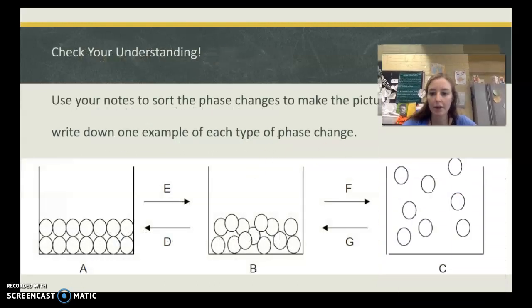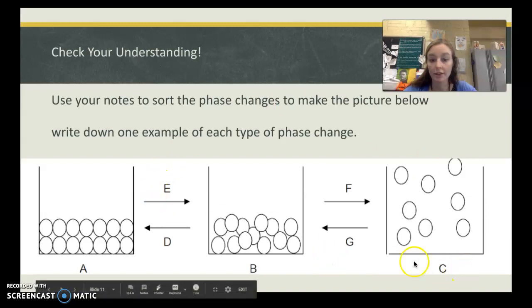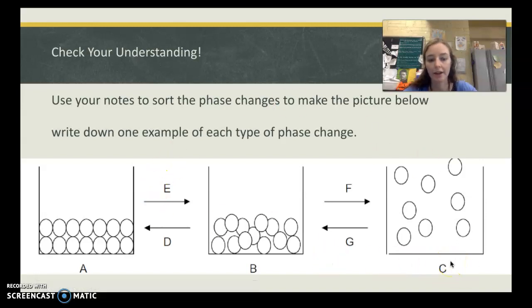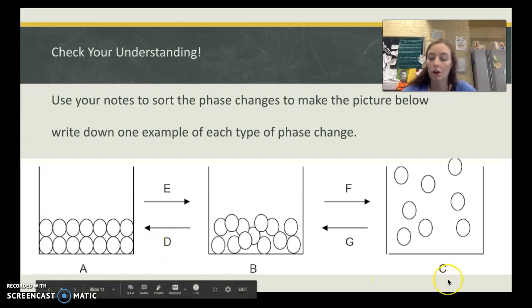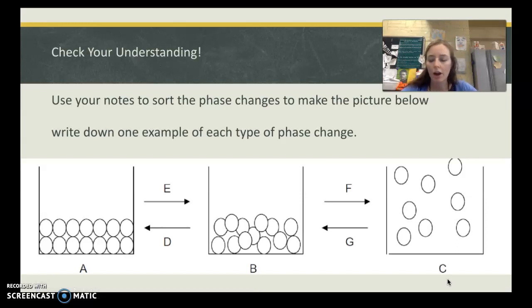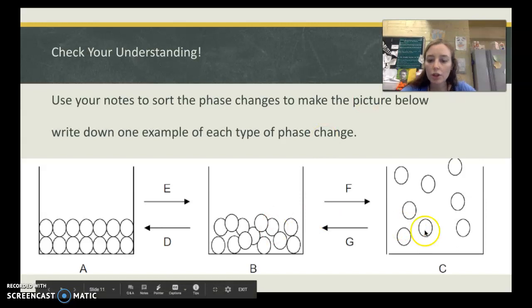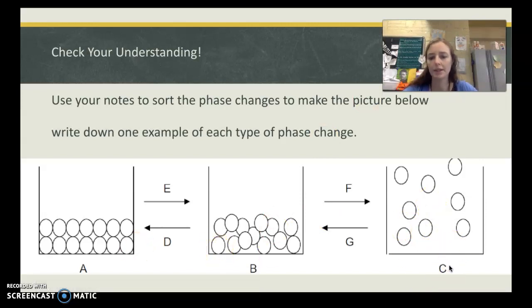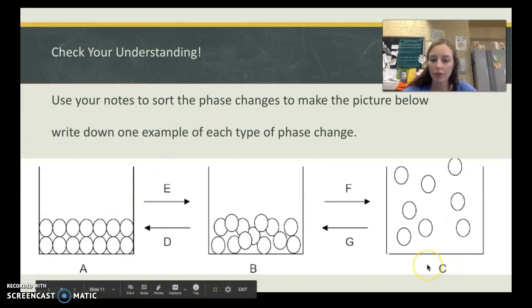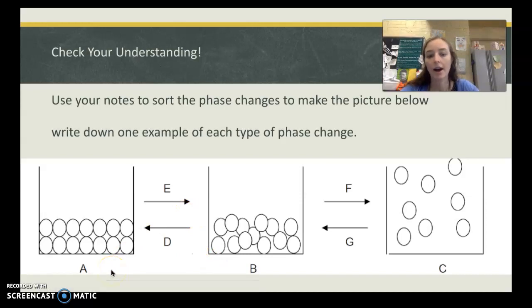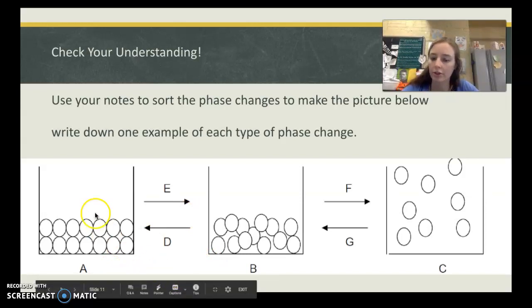So pause the video and do a little check for understanding. Draw this in your notes. Your teacher will be looking for this in your notes, and label each of these letters. So these letters will be stuff like gas, solid, liquid, sublimation, all of those different phase changes. And then if you could draw an arrow, what would it be to go from A to C? And what would it also be to go from C to A? So really you should have 9 arrows labeled, because again, you're also doing A to C and C to A.